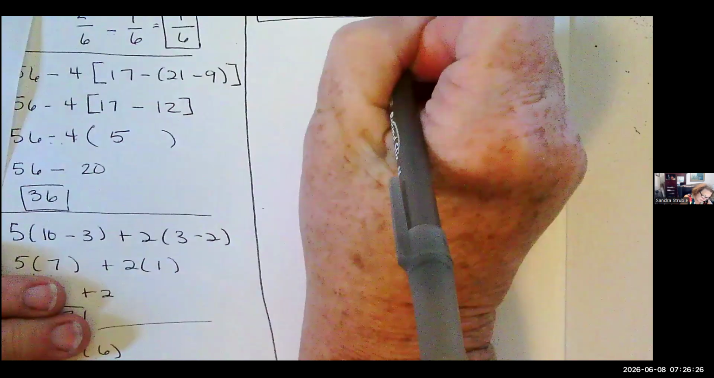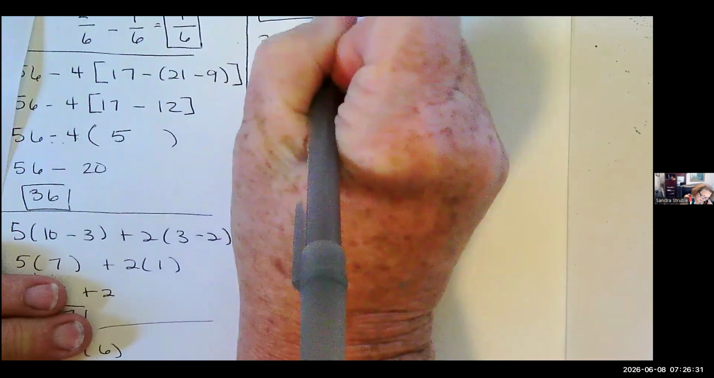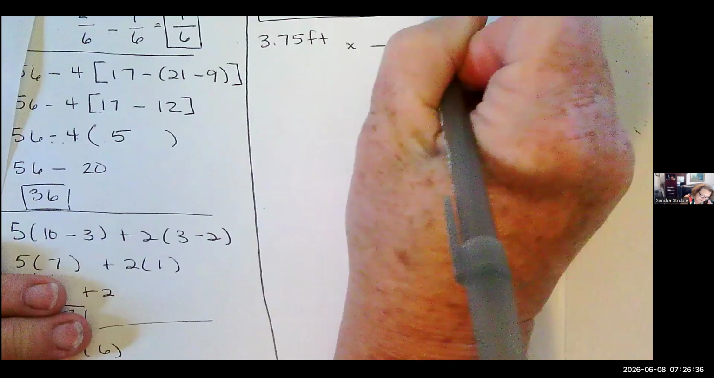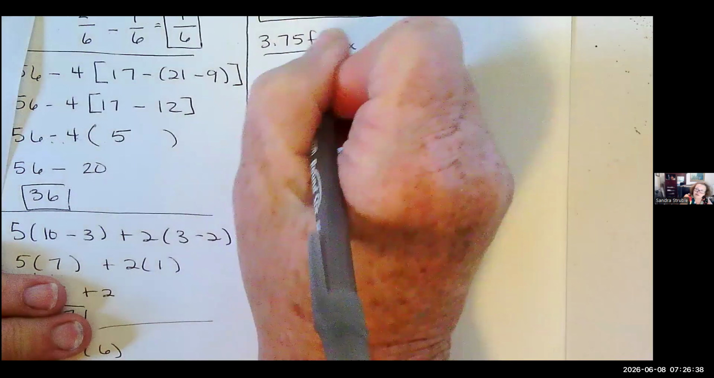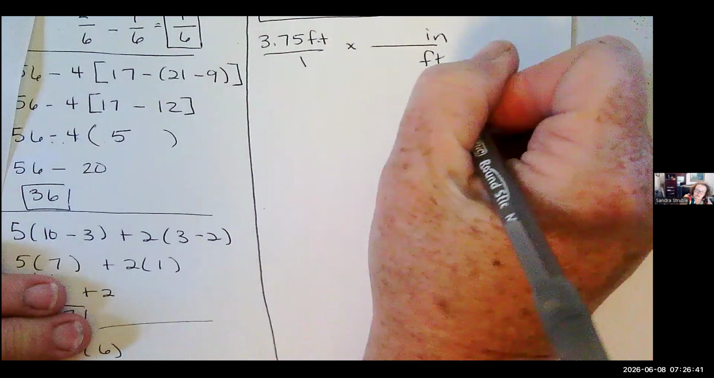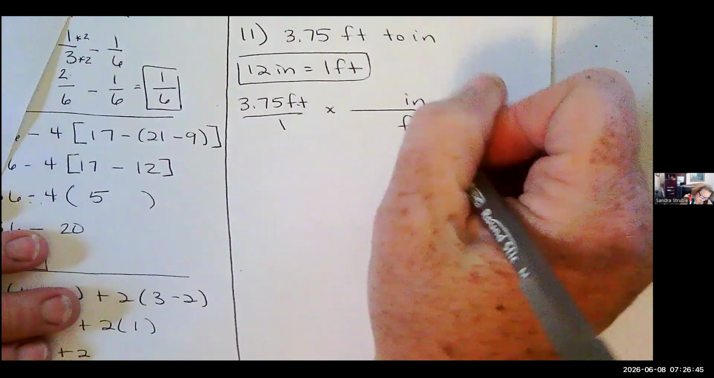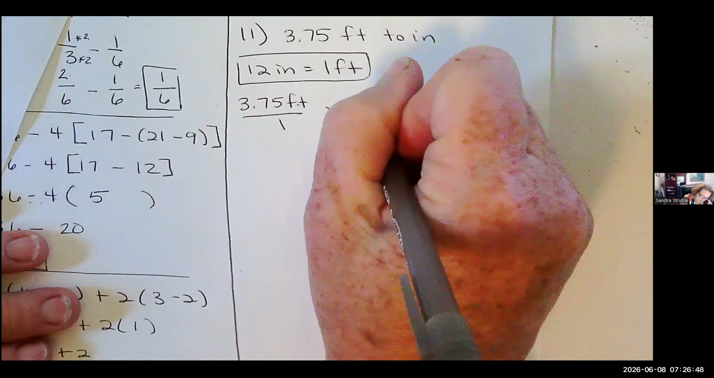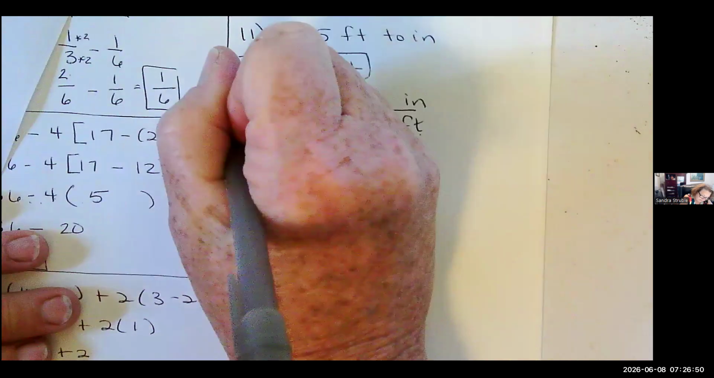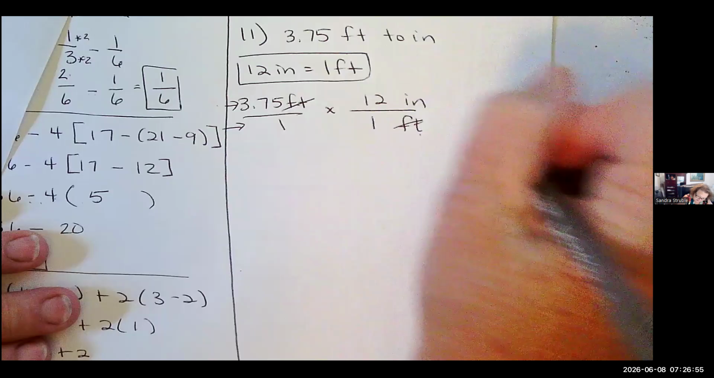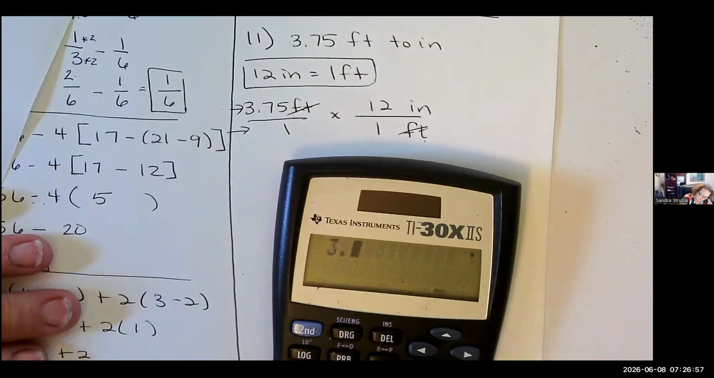So always start with what you're given. We want to get rid of feet and go to inches. So feet are up top, put it over 1 if you need to, which means feet needs to go in the denominator so that they cross each other out. Once you get the units set up, then you can plug in the numbers 1 and 12. Multiplying straight across, feet are gone. You're left with inches. And then 3.75 times 12 is 45. So this is 45 inches.